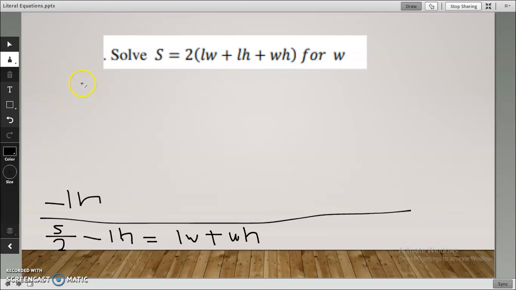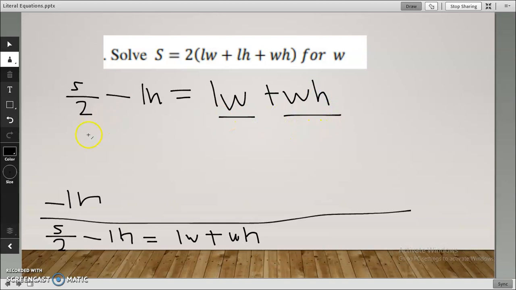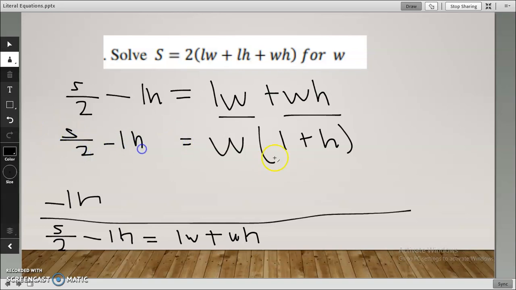I have s over 2 minus lh is equal to lw plus wh. I see both of these have the same factor. I'm going to factor it out. So I'm going to pull out a w. So I have l plus h now, right? So if I pull out a w, I have l is left here and h is left here. Now, I'm multiplying by l plus h, right? So that means I can divide both sides by l plus h.